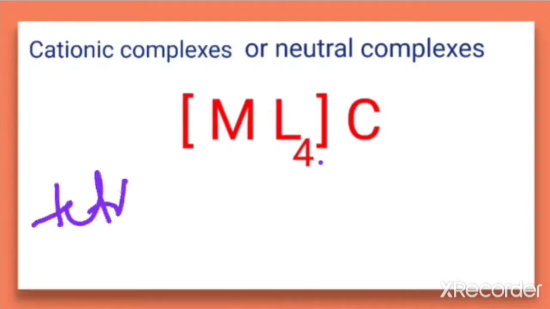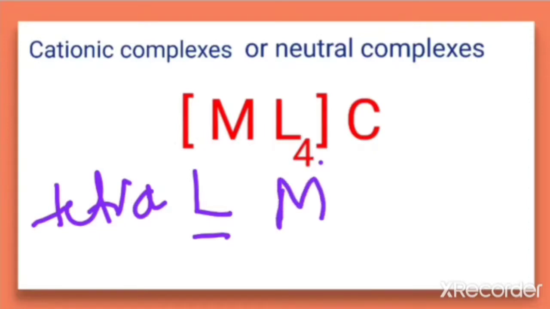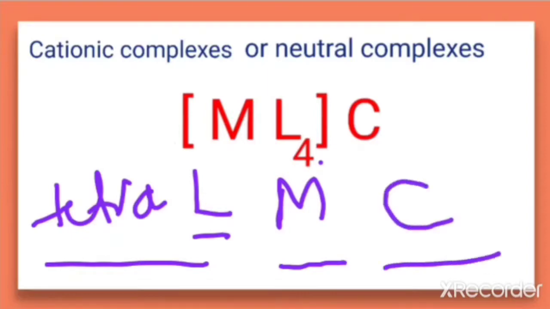So tetra, and then the name of the ligand, which I am not specifying here. If it is Cl, then it is chlorido. So that is tetra, then the name of the ligand. Then we have to name the central metal ion. If the central metal ion is Fe, it should be written iron. If it is copper, then we write copper. So after writing the name of the ligand, we write the name of the central metal ion, and then we name the counter ion in the case of cationic complexes.